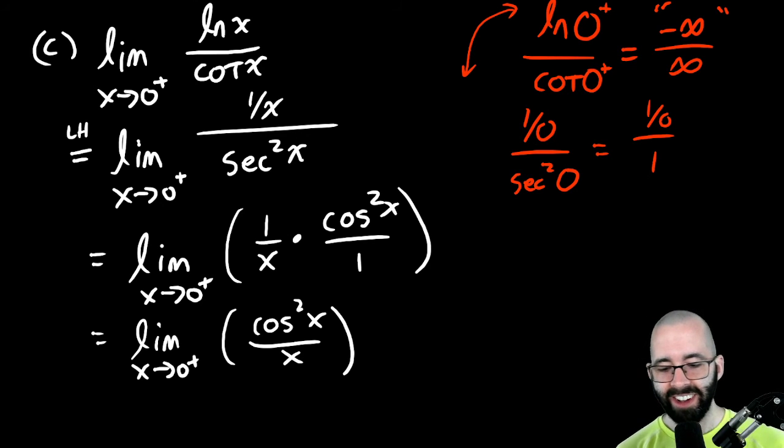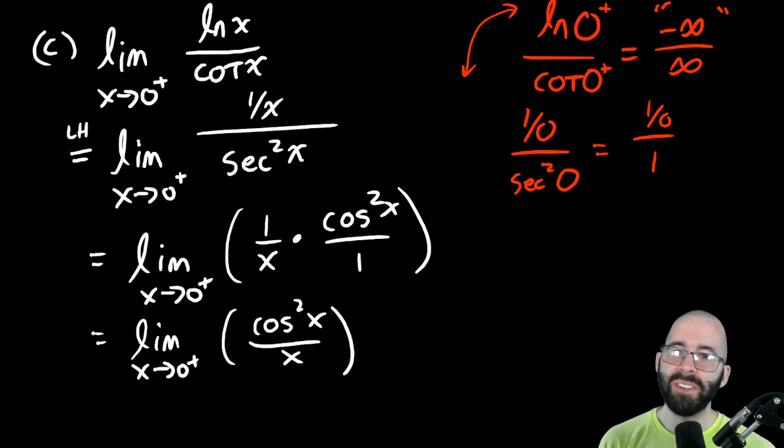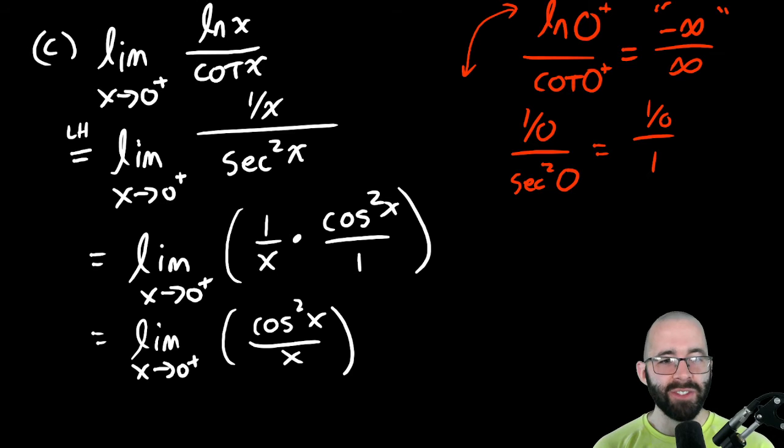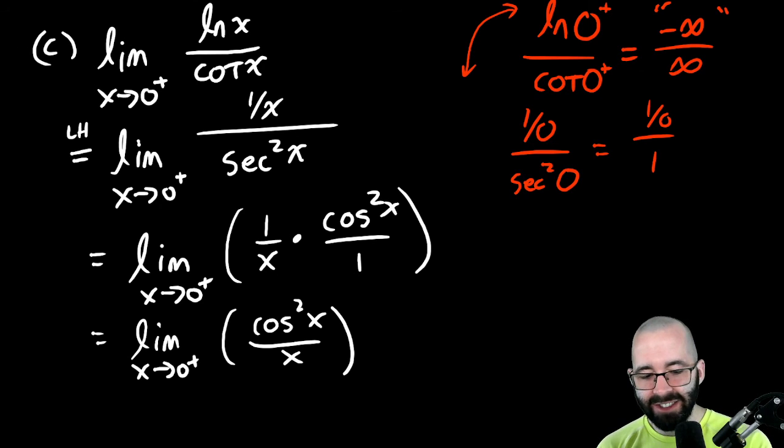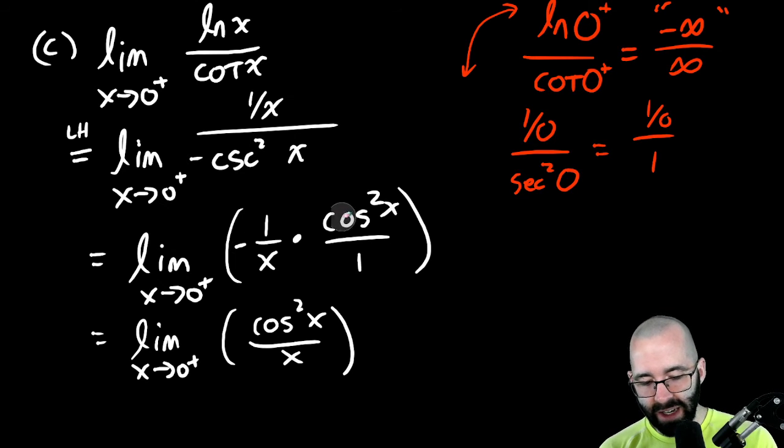Oh, the derivative of cotangent. I was so confused. I was like, why does it look like it's positive now? The derivative of tangent is secant squared. The derivative of cotangent is negative cosecant squared. Woo! That makes me feel a lot better. Negative cosecant squared. So this is going to be negative sine squared up here. Hope y'all were screaming at your monitors for that.